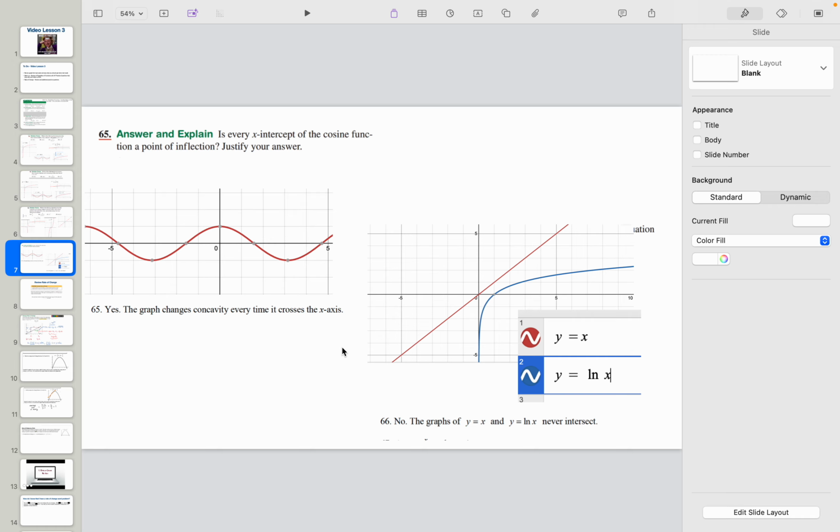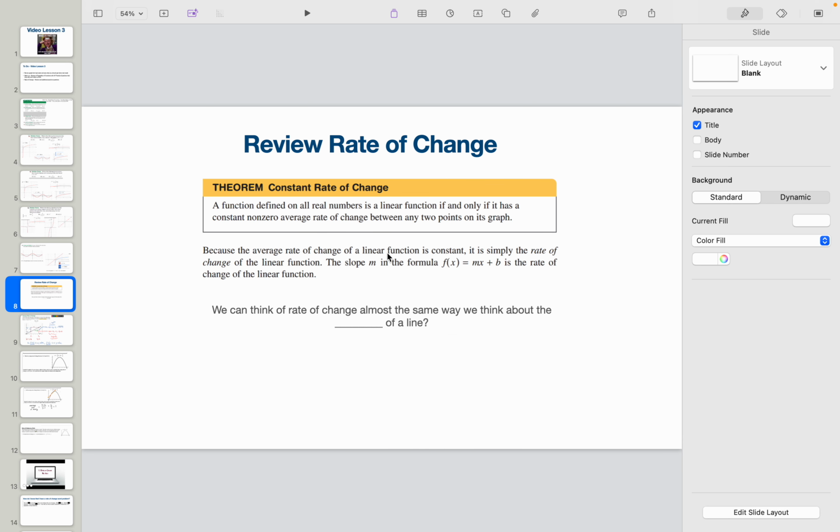All right, so stars if you got them, or smiley faces if you got them right, corrections if you got them wrong. All right, now we're going to review rate of change.